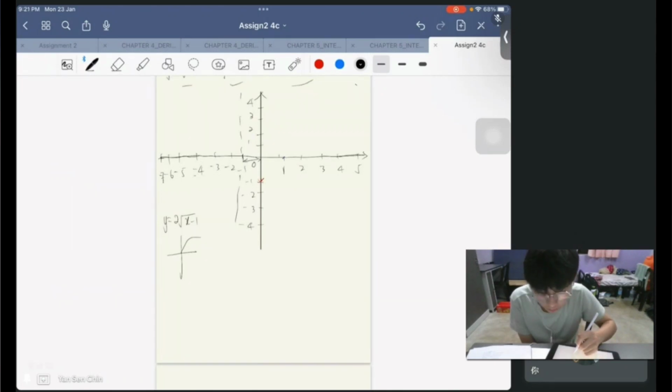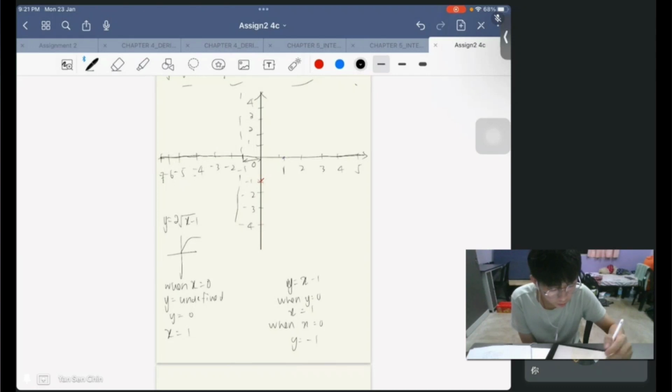So when x equal to 0, y is defined. So y equal to 0, x equal to 1. So finding for another point, y equal to x minus 1. When y equal to 0, x equal to 1. When x equal to 0, y equal to negative 1.